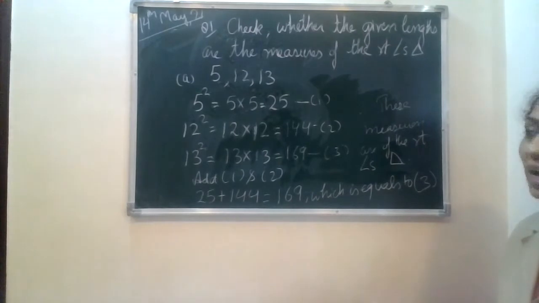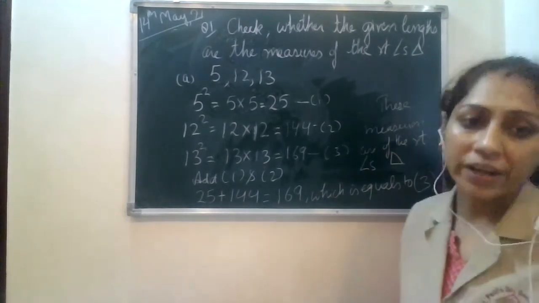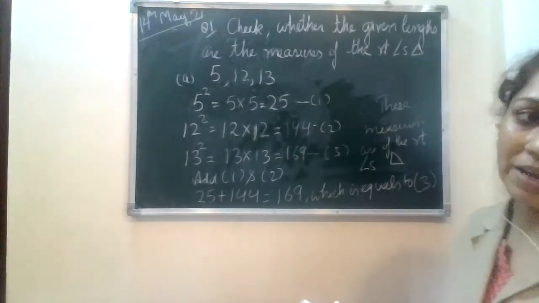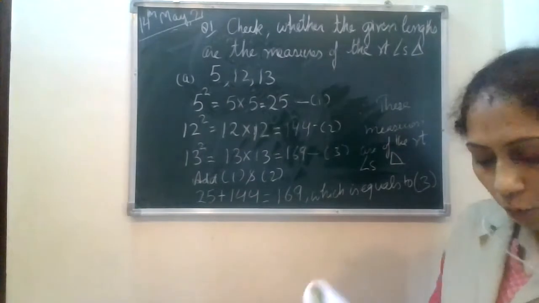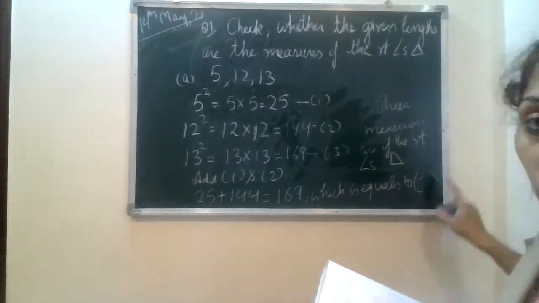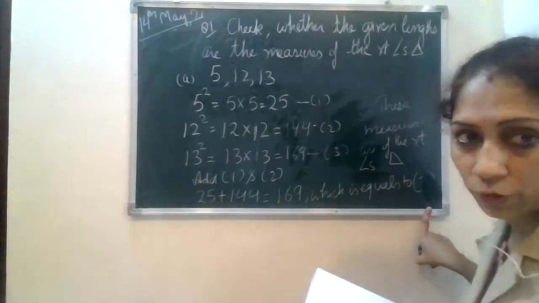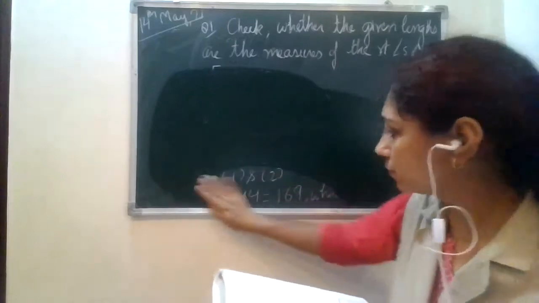These kind of questions you have to check for the measurement. You have to do the squaring, then you just fit it into the relationship which I told you about, the Pythagoras theorem. So that's the way you can do it. Now B part. One more part I am doing. I hope it is very clear with you.